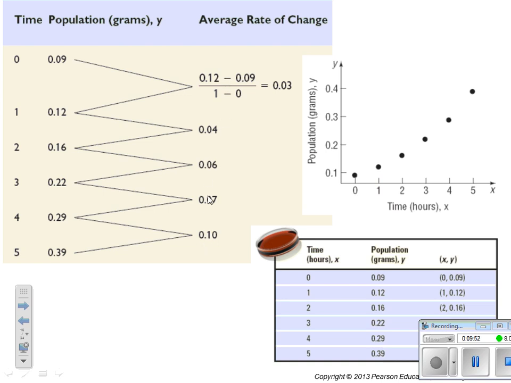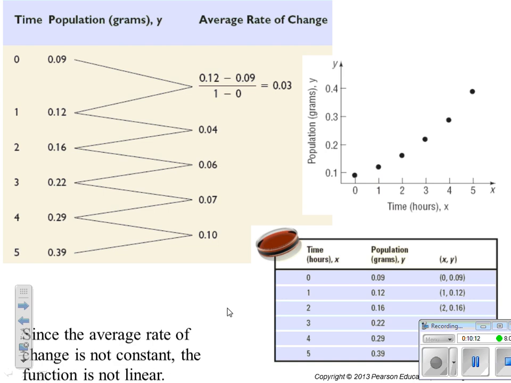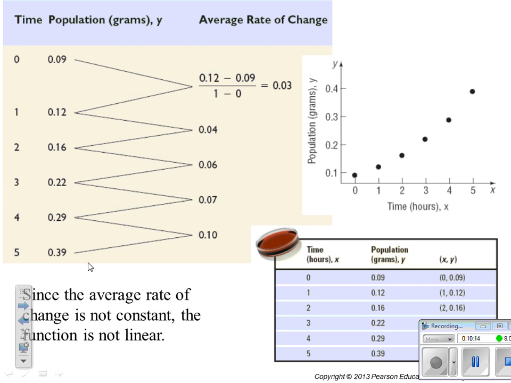Go ahead and make sure these are next to your data table, the average rate of change. Make sure you write average rate of change to the right-hand side of your table so that you can track it back. And we see average rate of change is not constant for this function. Since the average rate of change is not constant, then the function is not linear.